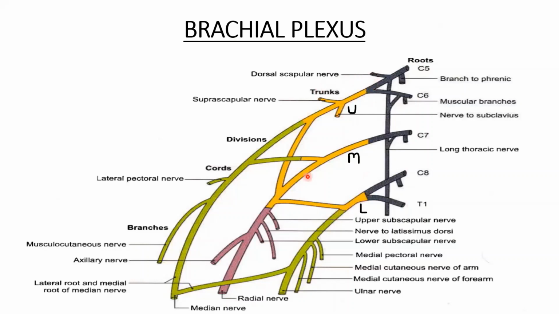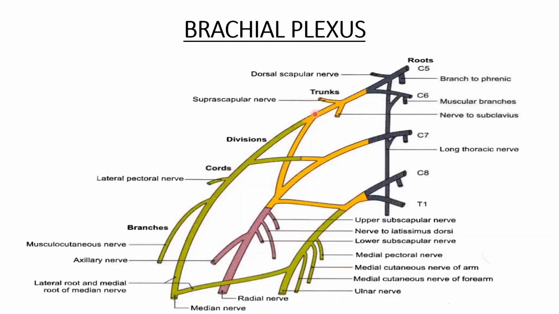Now, the trunks of the brachial plexus are located in the neck between the two muscles, scalenus anterior and scalenus medius, and they carry a sheath of the prevertebral fascia along with them, which is called the axillary sheath.